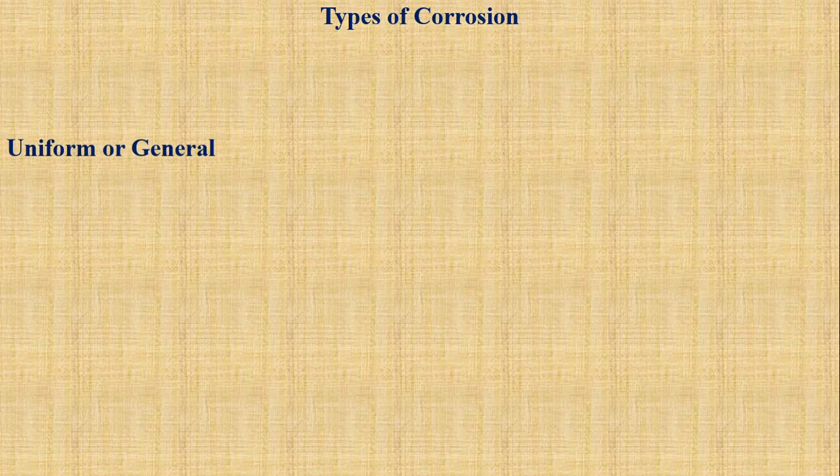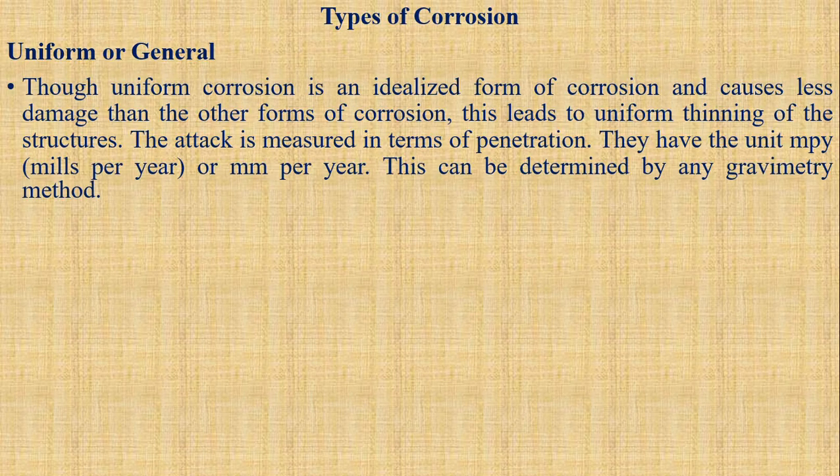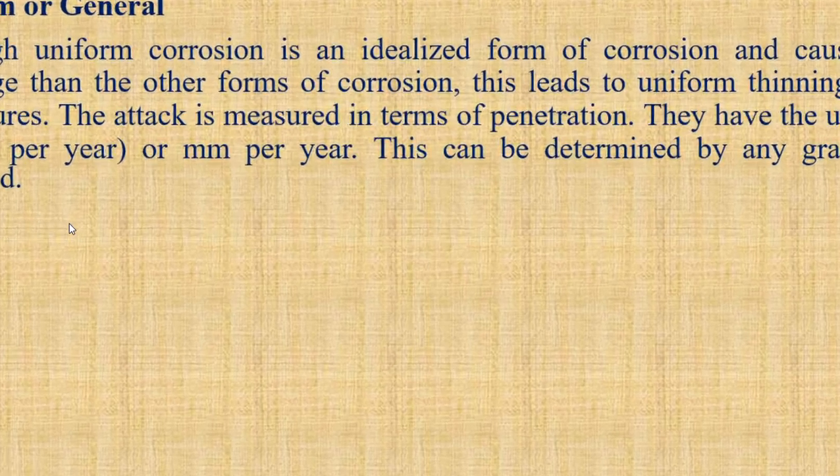Types of corrosion: uniform or general. Uniform corrosion is an idealized form of corrosion and causes less damage than the other forms of corrosion. This type leads to uniform thinning of the structure. The attack is measured in terms of penetration, with the unit being miles per year or mm per year. This can be determined by a gravimetric method.